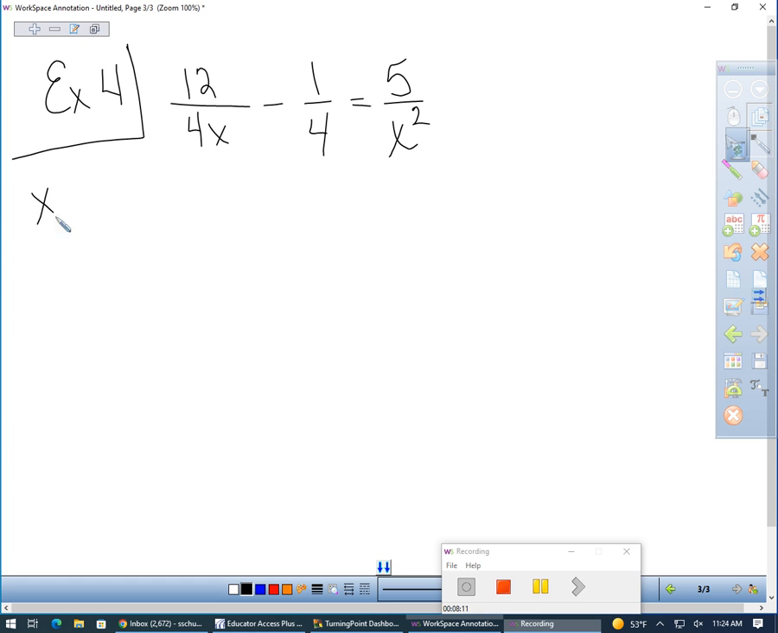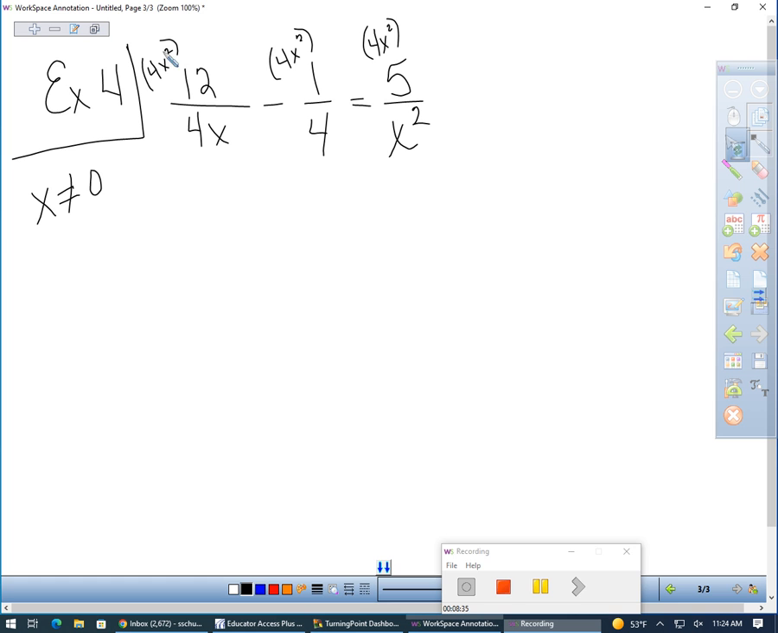What makes the denominator 0? Well, it's when x is 0. So x cannot equal 0 is our restriction. Now our common denominator. We have a 4, we have an x, and we have an x squared. So our common denominator really is 4x squared. And we're going to multiply that by every single term.